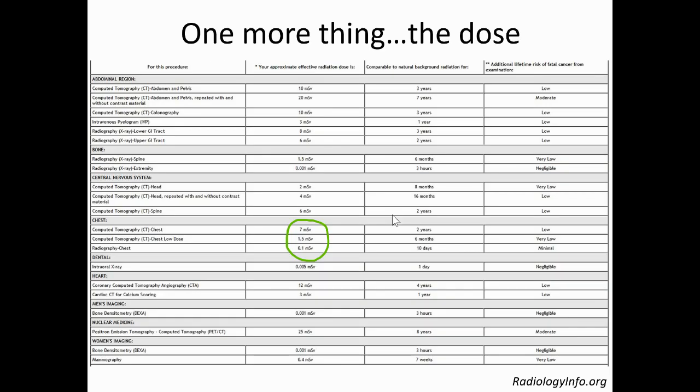Now let's talk about just one sentence about the dose. So a chest x-ray is about 0.1 millisievert. If you perform a non-enhanced low-dose CT for screening purposes, that's about 1.5 millisievert. And if you perform a full diagnostic CT with contrast for staging a lung cancer patient, that's at least 7 millisieverts.